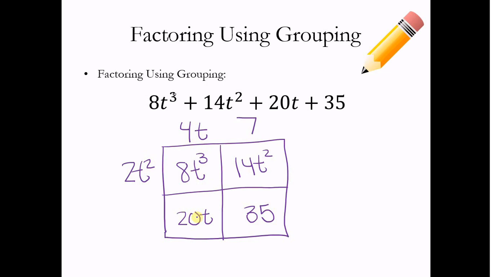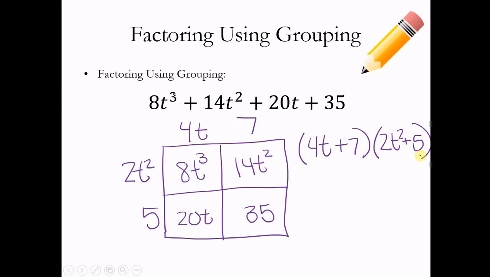4t times what gives me 20t? 5, right? 5 times 7, that gives me 35. So that checks out. So I can rewrite my outsides here. There we go. 4t plus 7 times 2t squared plus 5.